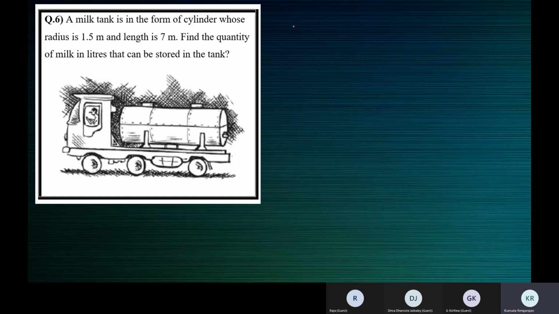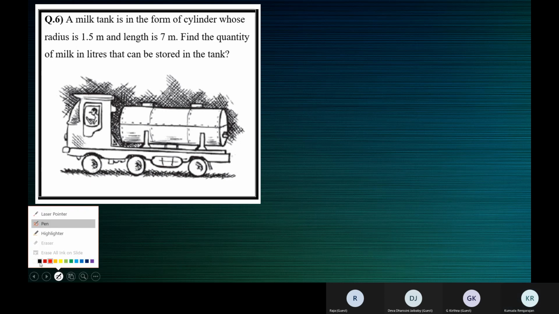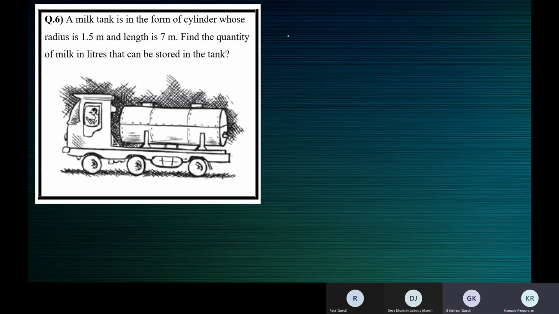So what is the formula to find the capacity of a cylinder? Class, please respond. What is the formula to find the capacity? Volume, ma'am. What's the formula? Pi r squared h. So the value of r and h is given to us in the question, and you will get the volume or the capacity in meter cubed because the radius and height are in meters. So we need to convert this to liters.